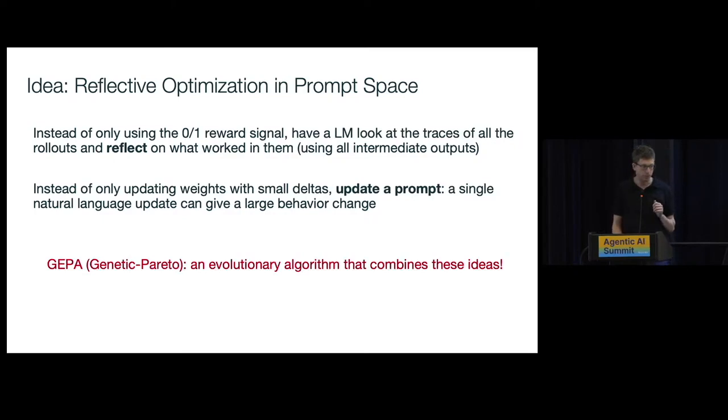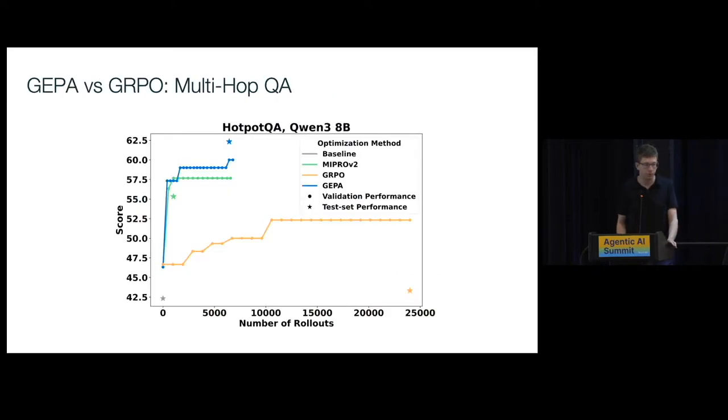So this is what we're doing in this project called GEPA, Genetic-Pareto. It's basically an evolutionary algorithm for prompts that combines these ideas. Also related to AlphaEvolve, if you've seen that, which is a genetic algorithm for writing programs. So how does it do? I'll show you some examples where we compare it with other things.